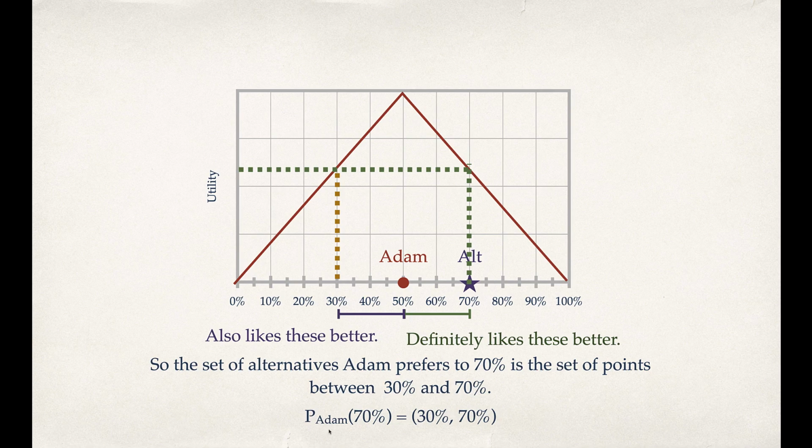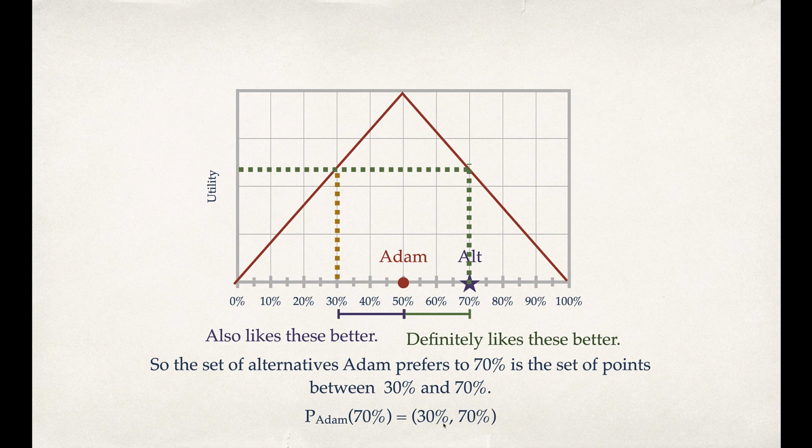The preferred 2 set of Atom, that's a subscript, you might just have a capital A if you're abbreviating, of the alternative 70% is everything between 30% and 70%. Notice I have the soft brackets, or these parentheses, meaning 30% and 70% are not in the set. If they're in the set, you do a hard bracket, or a square bracket. But these are not in the set.